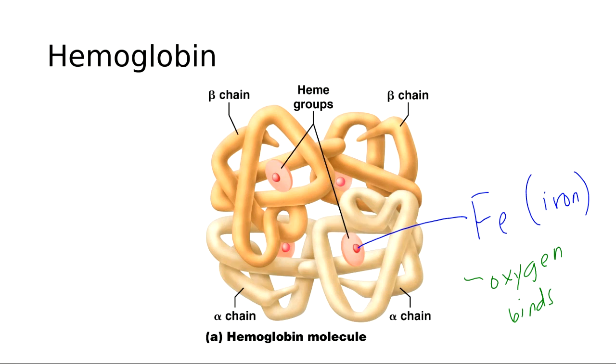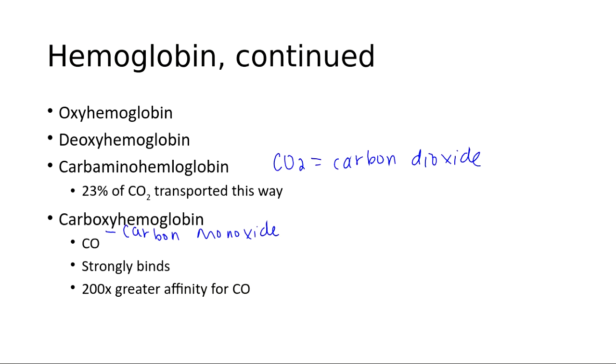All right, more about hemoglobin. When it releases oxygen, it's called deoxyhemoglobin. Carbaminohemoglobin is the term for hemoglobin that is bound to carbon dioxide. And again, not much of CO2, about 23% or so is carried in that way.